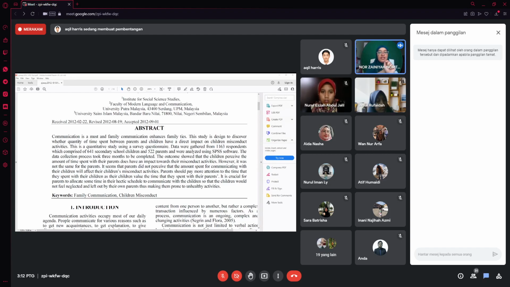Next we look into what will be the sample. The sample there will be, of course, parents and children. Since this is quantitative, you have a survey, so you will have a number of people you want to test this on. So there are 641 secondary school children and 522 parents. So that is your sample.